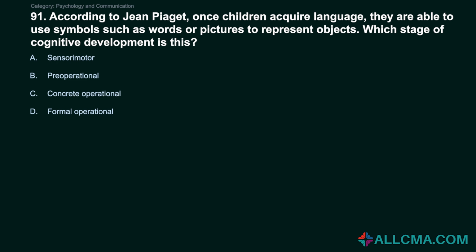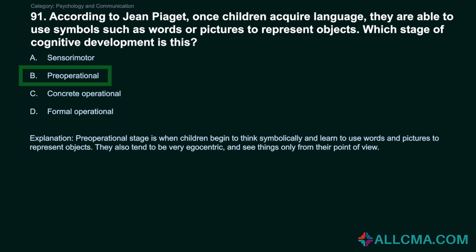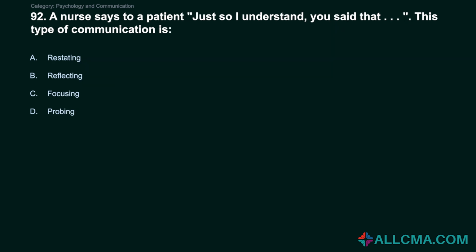D. Formal operational. Correct answer, B. Preoperational. Preoperational stage is when children begin to think symbolically and learn to use words and pictures to represent objects. They also tend to be very egocentric, and see things only from their point of view.